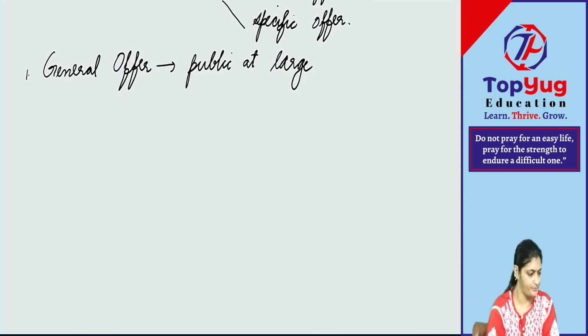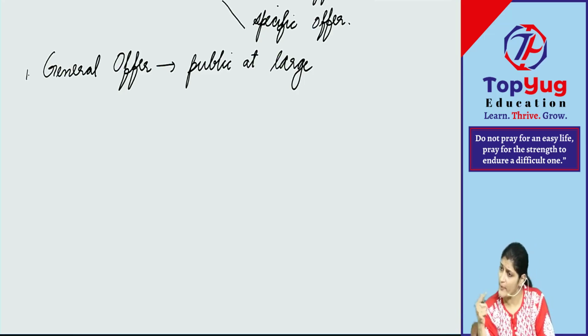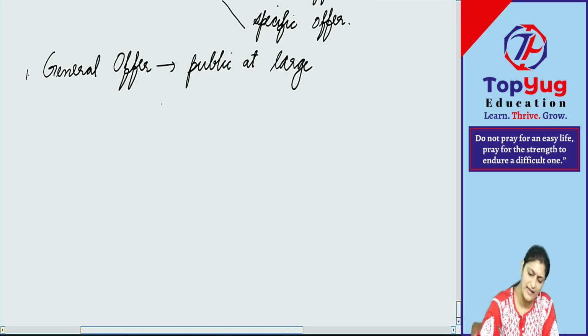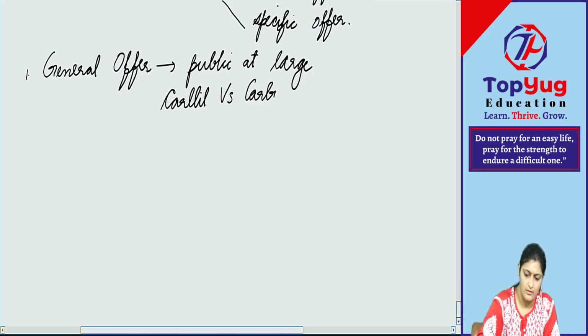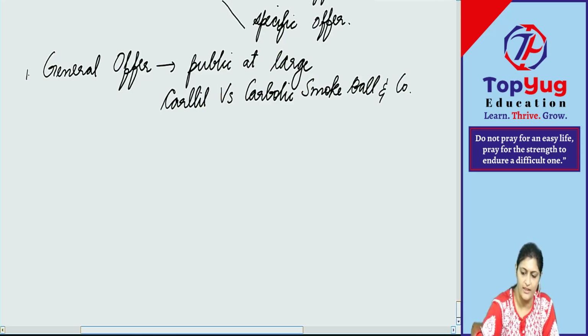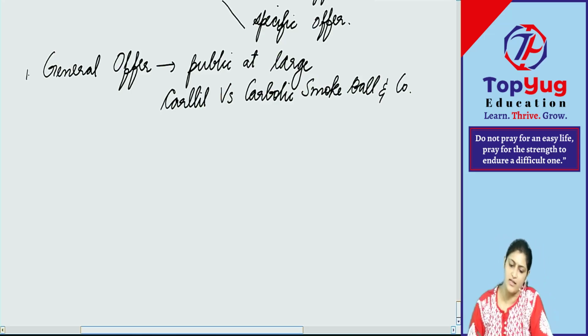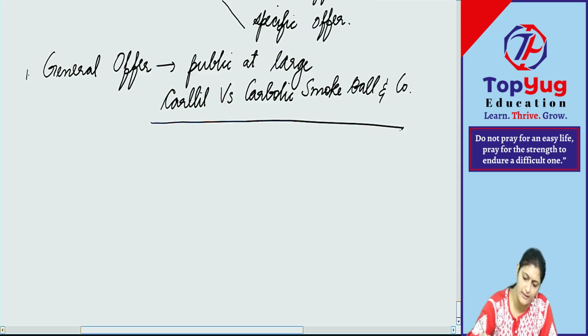There is a case law because of which this general offer came into existence. That case law is Carlill versus Carbolic Smoke Ball and Company. Carlill versus Carbolic Smoke Ball and Company.